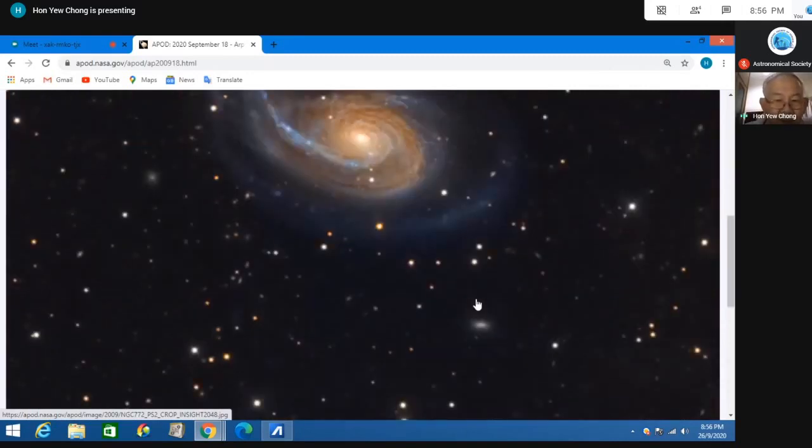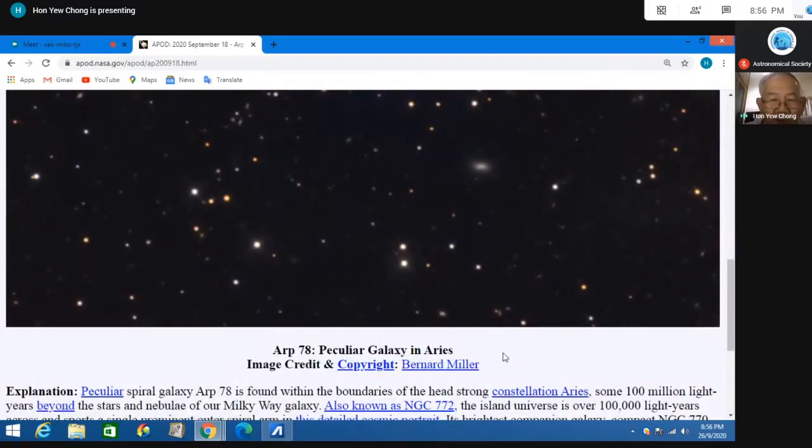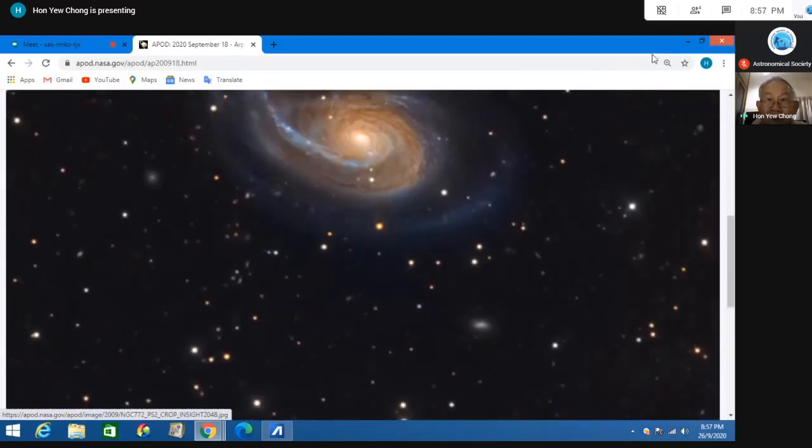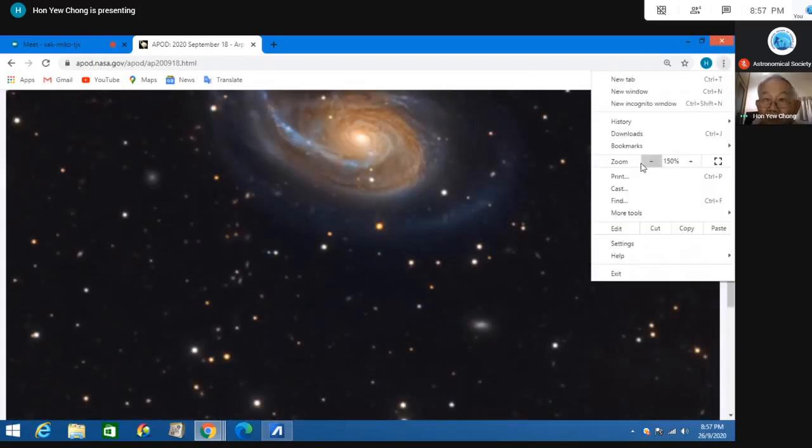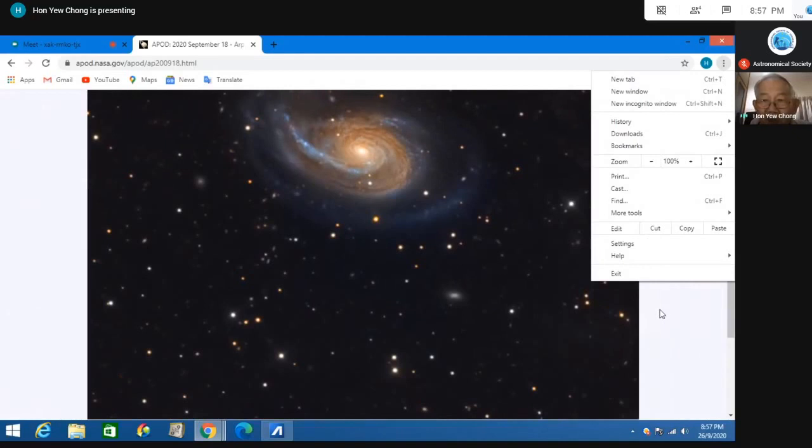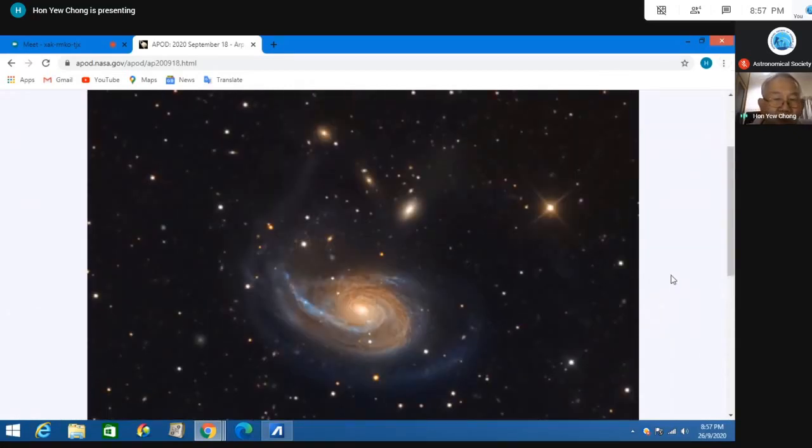Okay. So basically, Bernard Miller is from the state of Missouri. He works in a CAD, computer-aided design company. So it's an Aries. Now remember, this peculiar object is in the catalog of an American astronomer called Halton Arp. Many years ago, there was an American professor astronomer called Halton Arp.